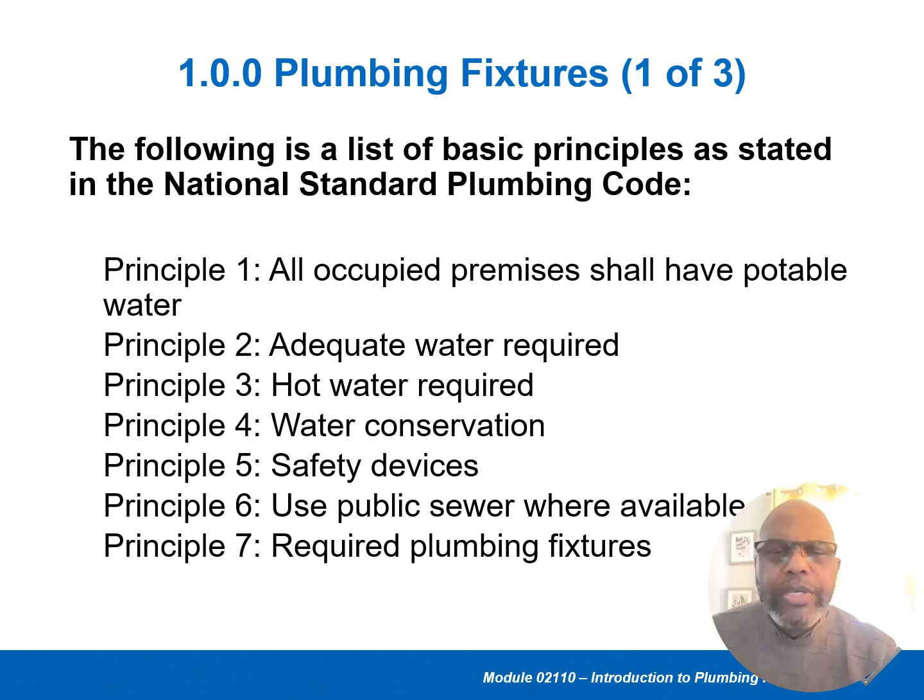So the following list of basic principles are stated in the National Standard Plumbing Code, and these are the beginning of the principles that we will find in the code. Principle one, all occupied premises shall have potable water, and potable water is drinkable water. So if it's common areas or buildings where people will reside, public or private, if it's going to be used for occupancy, it must have potable water.